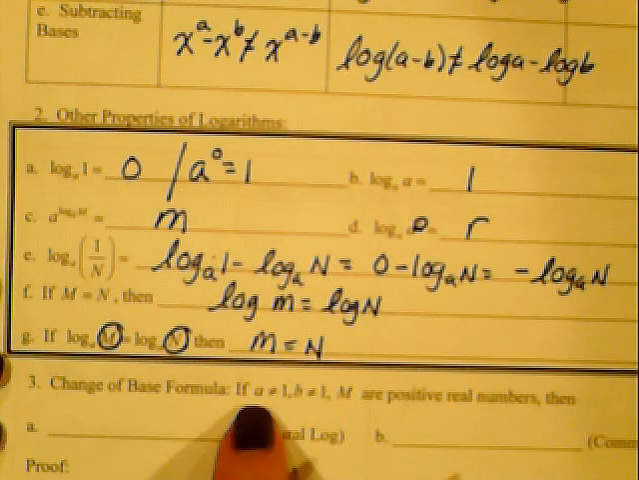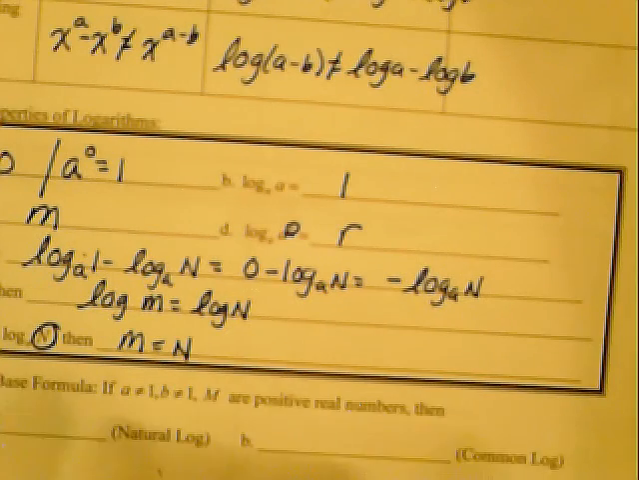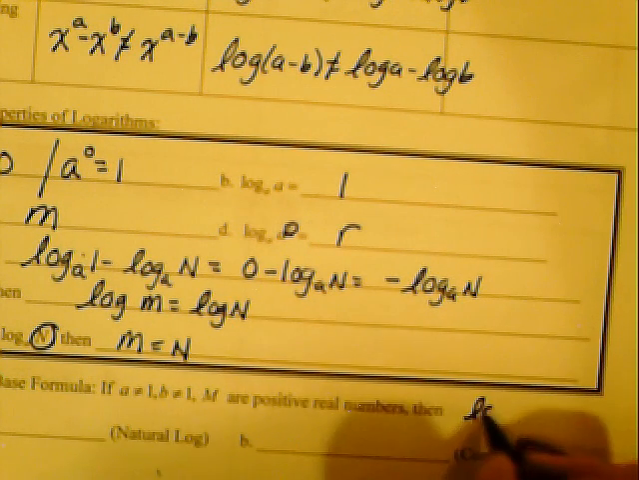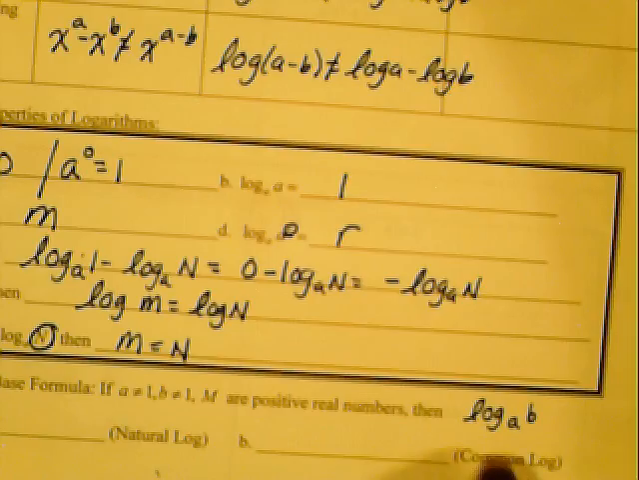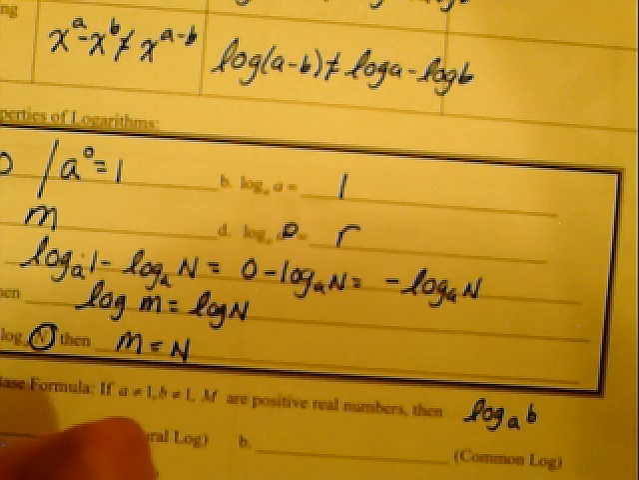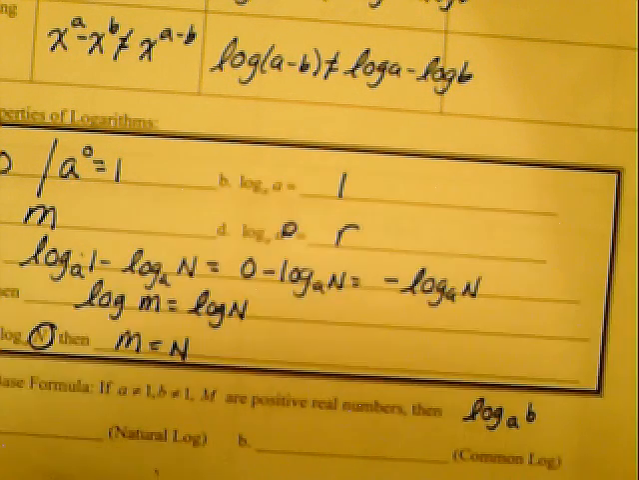You also have your change of base formula. So if you're trying to look at the log base a of b, you can take a logarithm and change it into any base. So log base a of b, if you want to do the natural log, this would have to be equivalent to the natural log of b divided by the natural log of a.